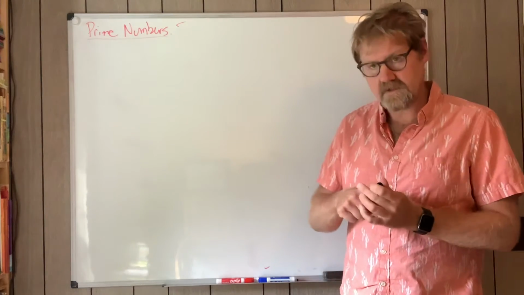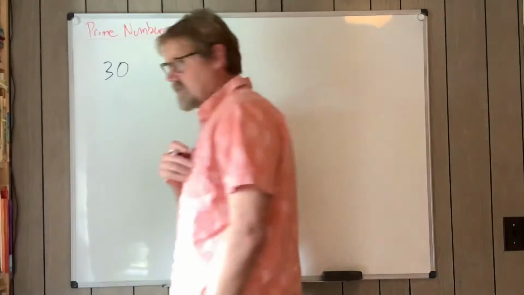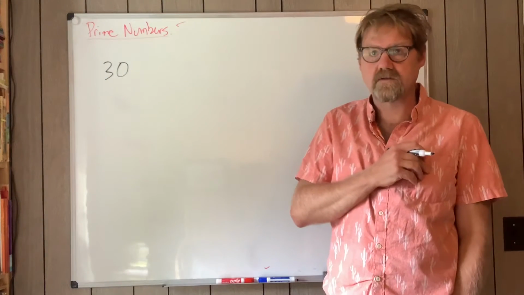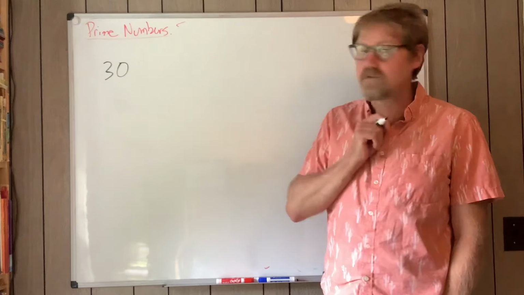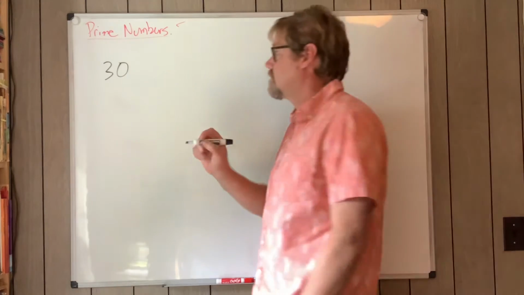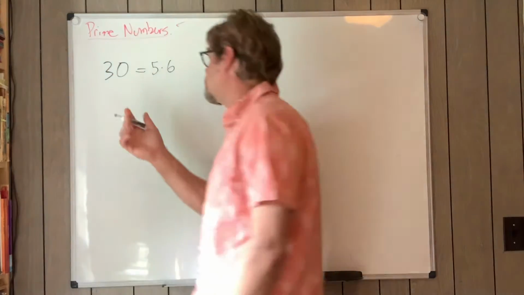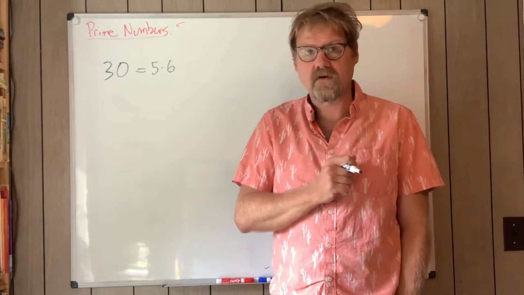So let me just look at something. If I take the number 30, one thing I can do with this is write it as the product of two things, of its factors. So let me say I'm going to write 30 as 5 times 6.